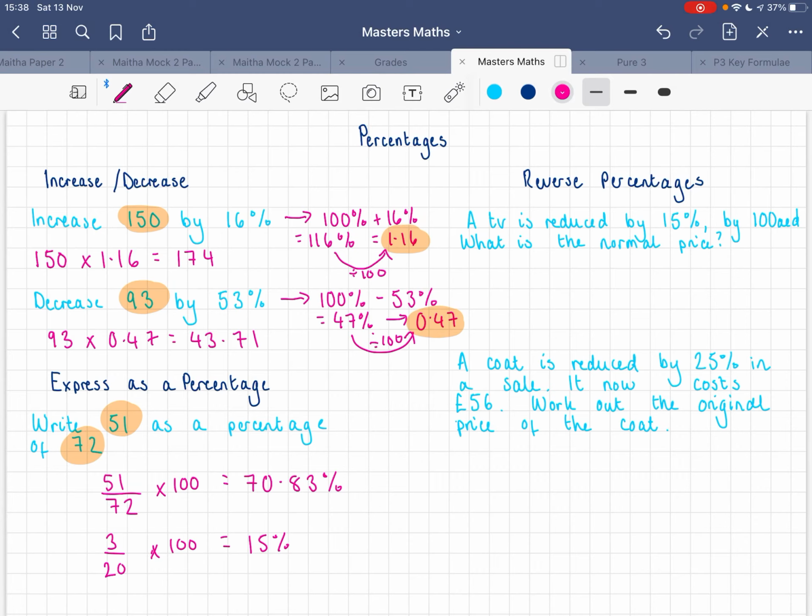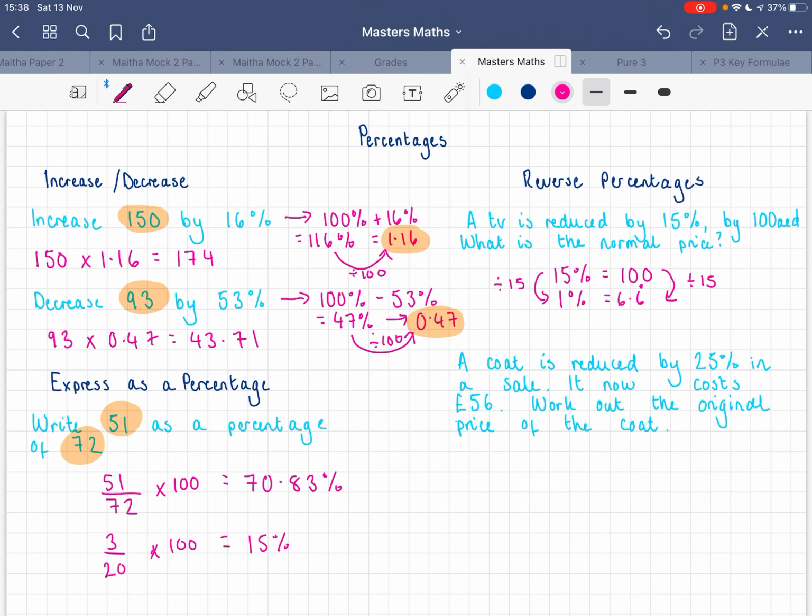The way I usually do these questions is I put the percentage equal to the amount that I know. So I know 15% is equal to 100 dirhams. I would then scale that down to find 1%. And to do that, I've divided 15 by 15 to get 1. So divide by 15, do the same to the other side. So divide the 100 by 15 as well. 100 divided by 15 is 6.6 recurring.